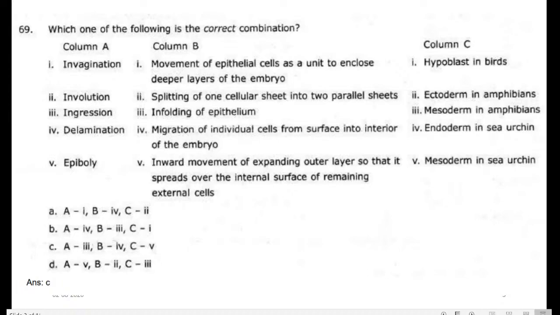This process carries various steps. In some animals, the mesoderm layer is formed between the endoderm and the ectoderm. That depends on the cell layers.